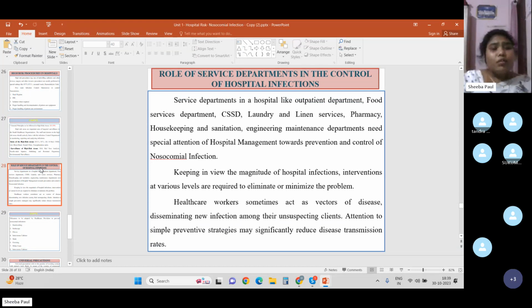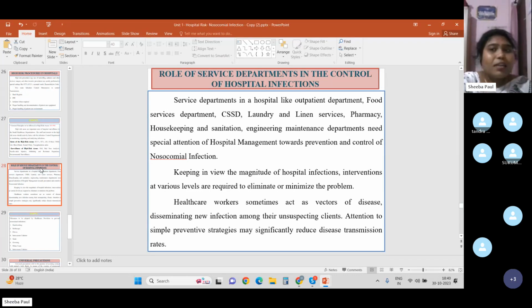Next, moving on to the role of service departments in the control of hospital infection. Service departments in hospitals like outpatient department, FNB, CSSD, laundry and linen services, pharmacy, housekeeping and sanitation, and engineering maintenance departments need special attention of hospital management towards prevention and control of nosocomial infection, because these are the sources from where the person can get infection.